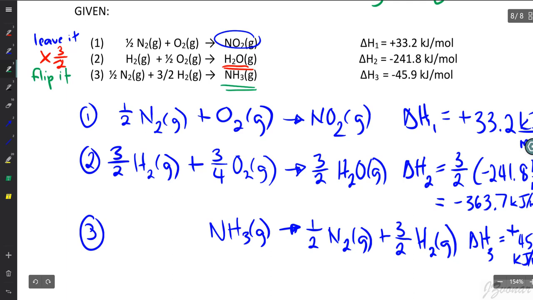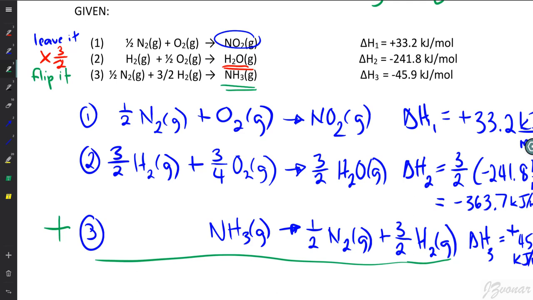Okay, now we can go ahead and add up our equations. We're going to cancel anything that's common to the left and right side of the equation. So we notice here, folks, I've got a nitrogen molecule and a half nitrogen molecule. They cancel out. I have 3.5 hydrogens to 3.5 hydrogens. And do I have anything else that can cancel? No, I do not. However, now I need to go ahead and sum these up.